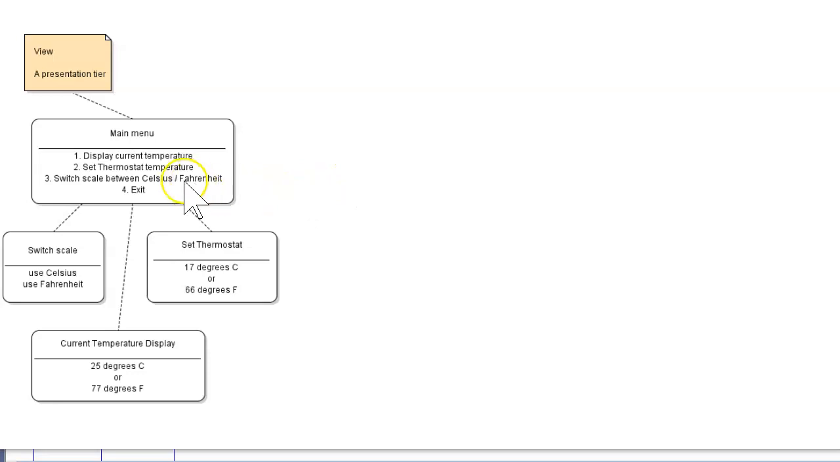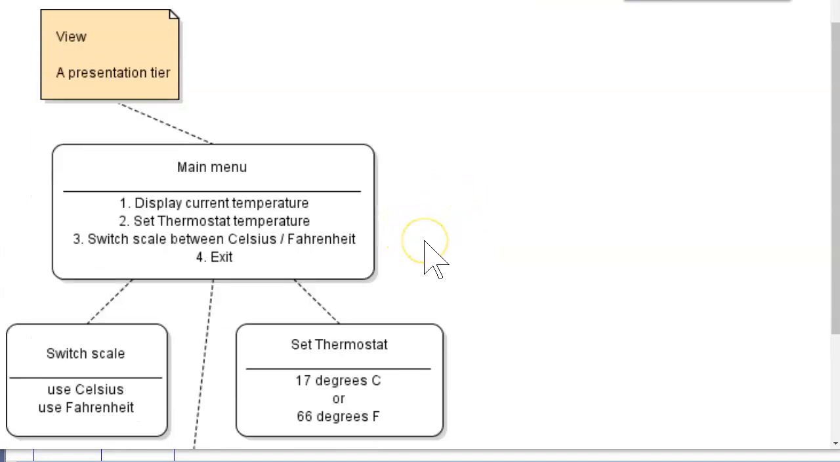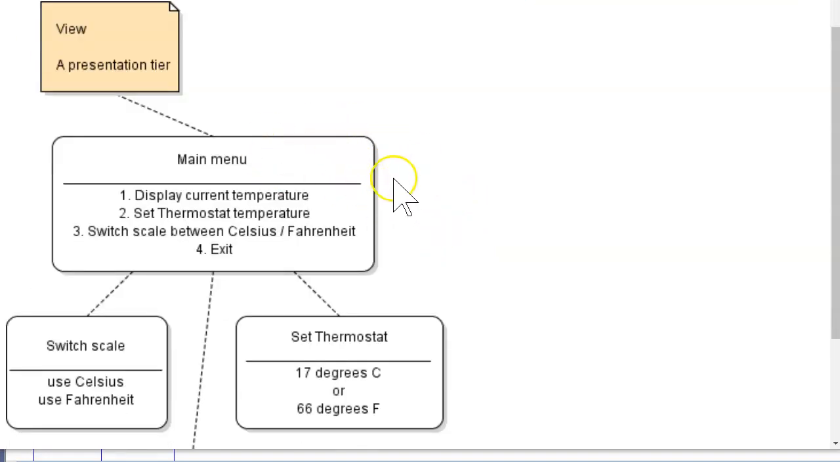So possibly we have a system here that has a main menu. Let me zoom in a little bit so you can see my planning better. We have a main menu in this application that says display current temperature, set thermostat temperature, switch scale between Celsius and Fahrenheit, and then exit the program. So these are the choices that we give to the user.